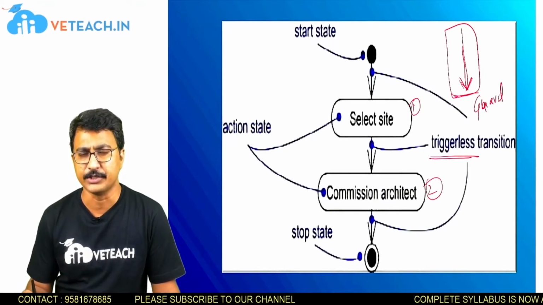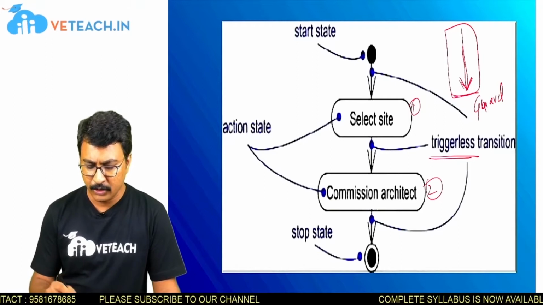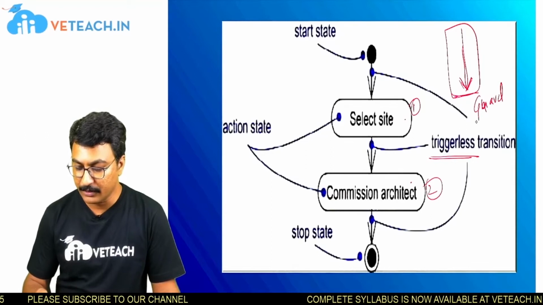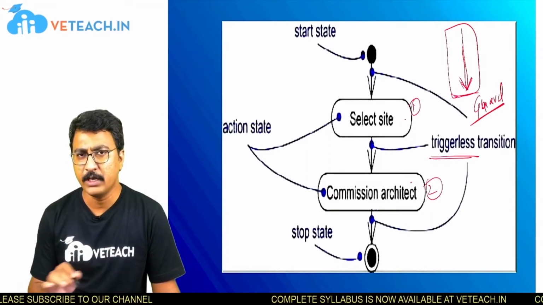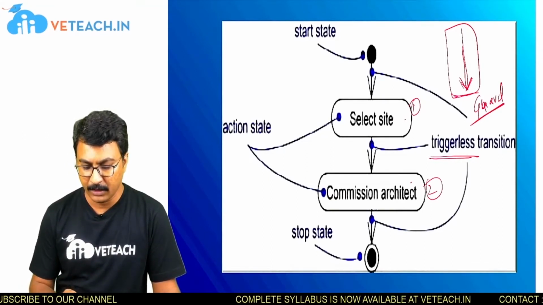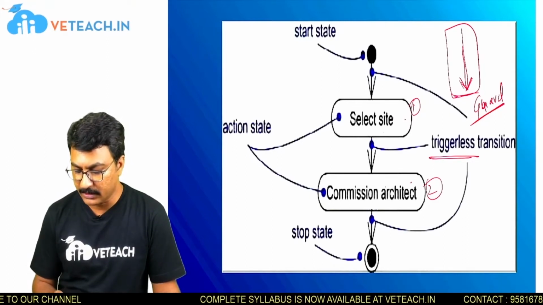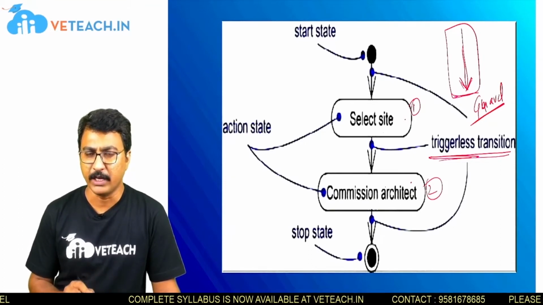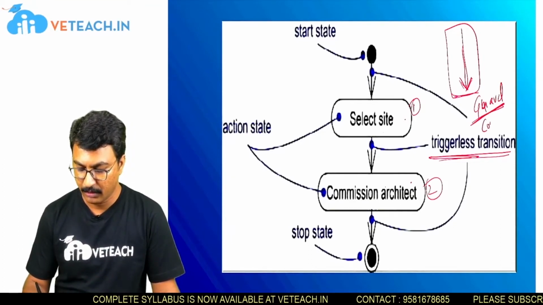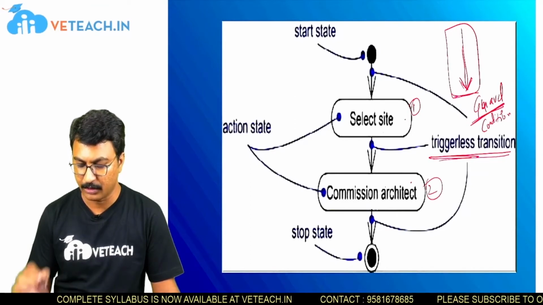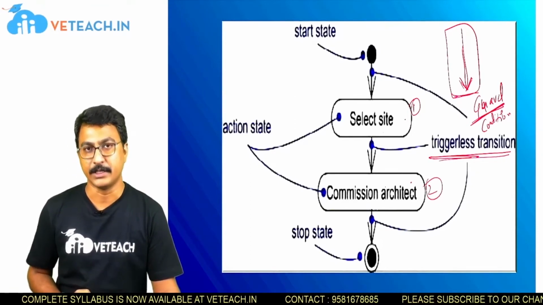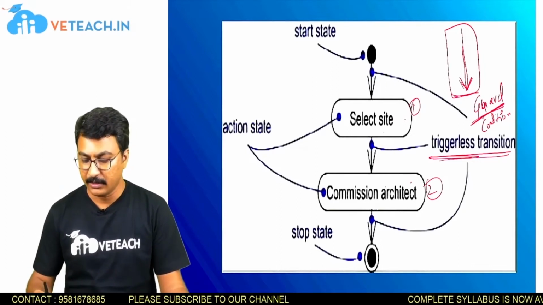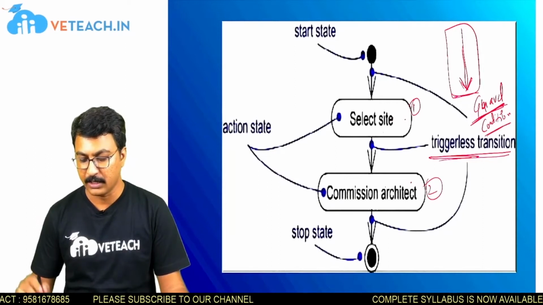Guard conditions, G-U-A-R-D. What do you mean by a guard condition? When the control should flow from the first activity to the second activity is based on a condition. If no condition is applied between one state and another state, then such a transition is called a triggerless transition. But when you write a guard condition, it becomes a triggered transition. So a triggerless transition and a triggered transition. A triggered transition carries a guard condition over it.